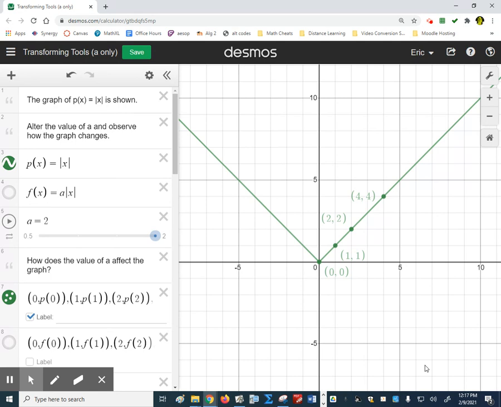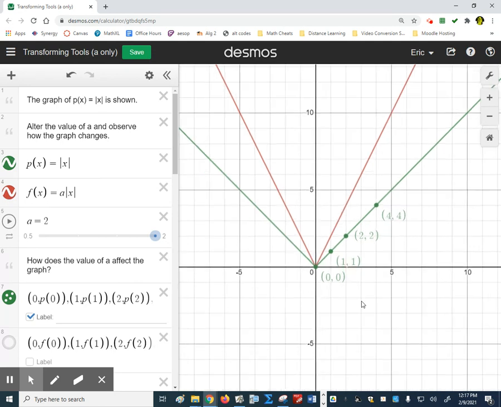Anybody else? Let's try it. Let's see what happens. So if I let a equal 2, everybody's hearing a drum roll in their head right now. There it is. Oh, what did it do? That's how it changed the function. Well, it might help here if we add some points to this. Okay. How would you describe that?